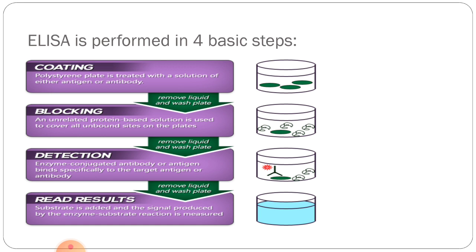Then blocking is done, and an unrelated protein-based solution is used to cover all unbound sites on the plate. Again the plates are washed. Then the third step is detection, where enzyme conjugate antibody or antigen binds specifically to the target antigen or antibody. Again the plates are washed and results are read. The substrate is added and the signals produced by the enzyme substrate reaction are measured with an ELISA reader. Once the substrate is added, we can see the change of color from colorless to blue.